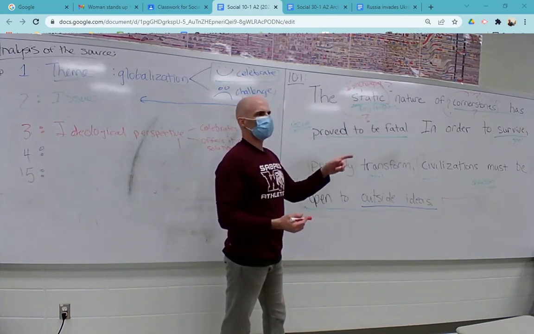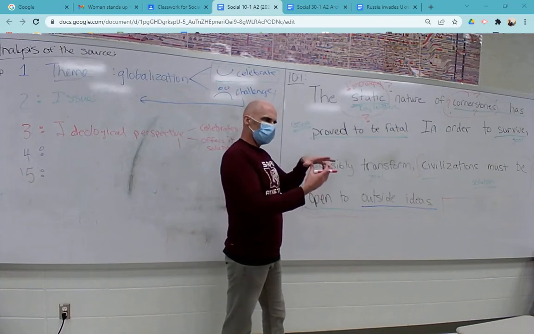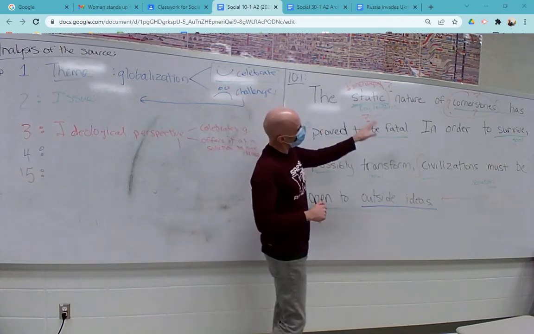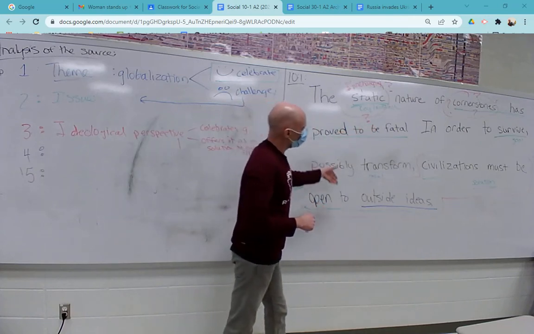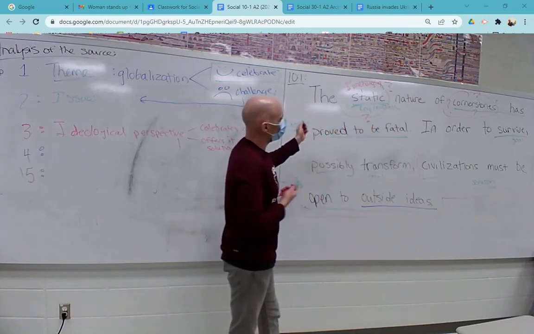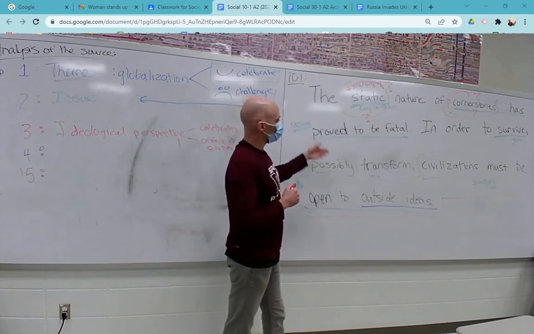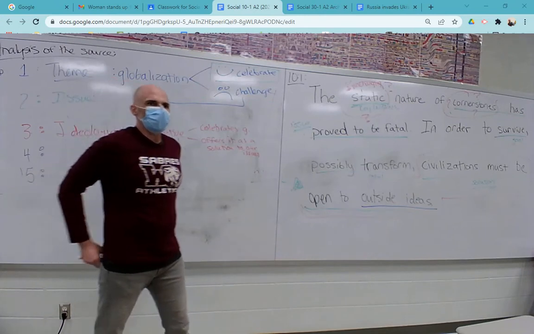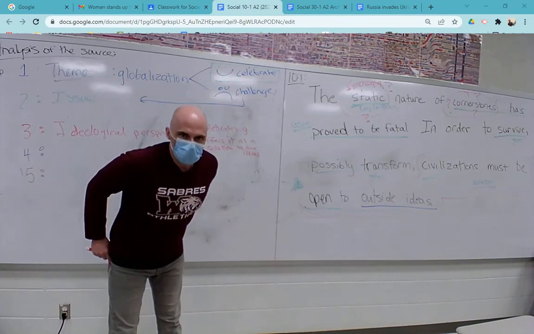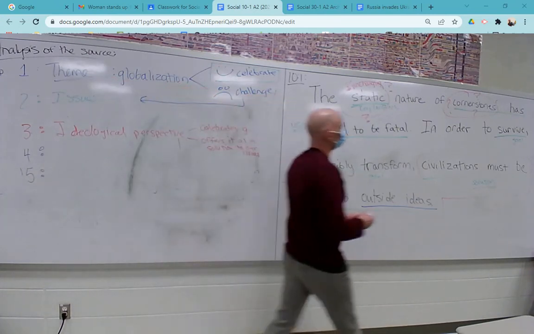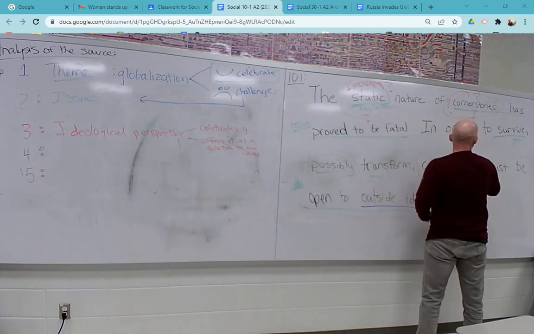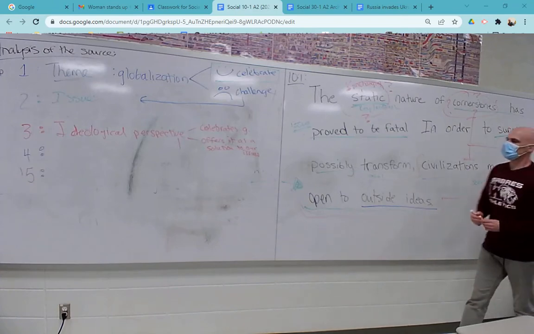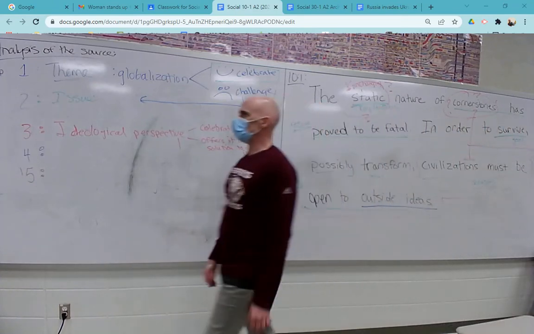Heard it back here. If you read it through and you combine it, the static nature of cornerstones has proved to be fatal. Proven fatal would be better language. In order to survive and possibly transform, civilizations must be open to outside ideas. What kind of cornerstones are those? Like cornerstones of civilization. Absolutely they are. These are cornerstones of civilizations, meaning what, right? So we have to say, what are the cornerstones of civilization?